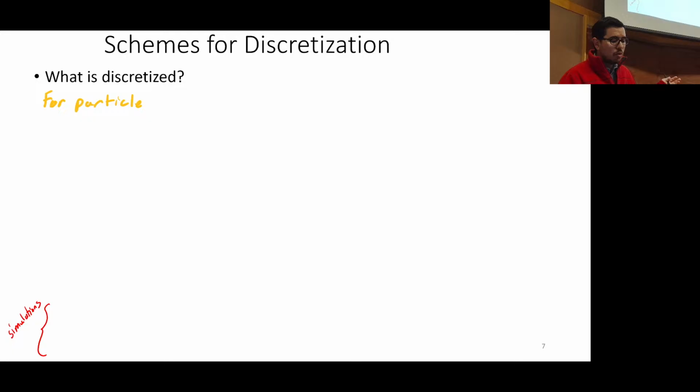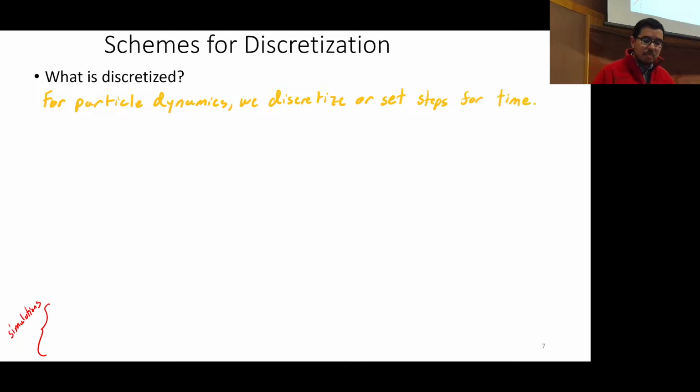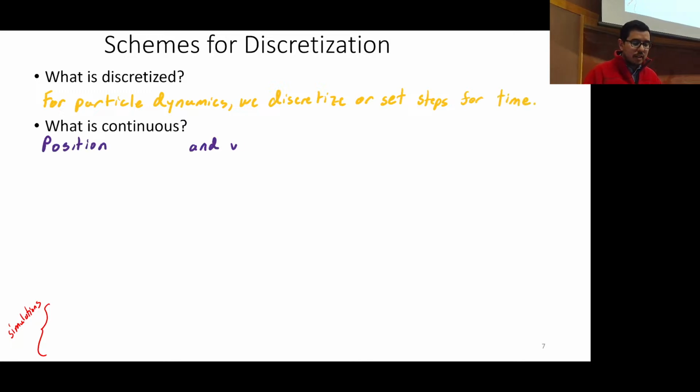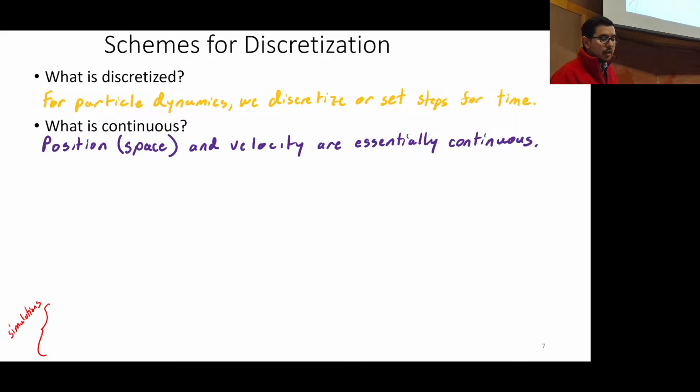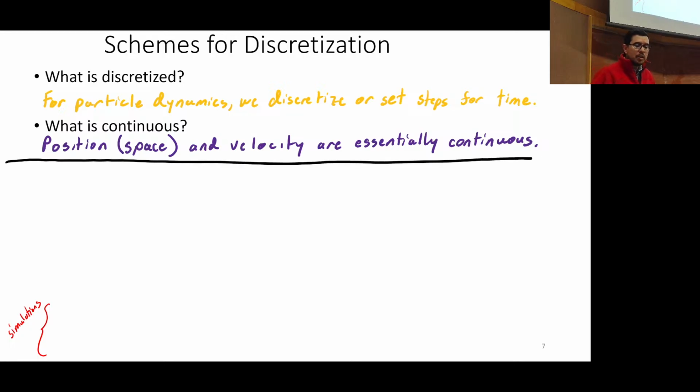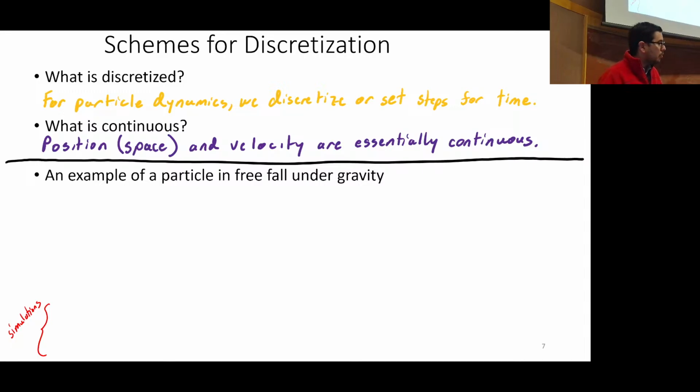But let's talk about how we go about discretizing. So we will discretize time again, continuous position. We already said this. And now let's use an example. The example we're going to use is of a particle in free fall under gravity.